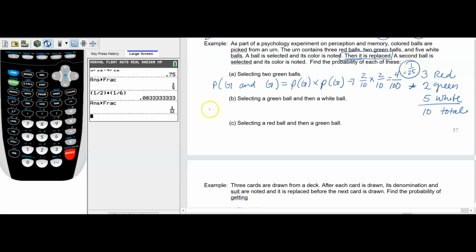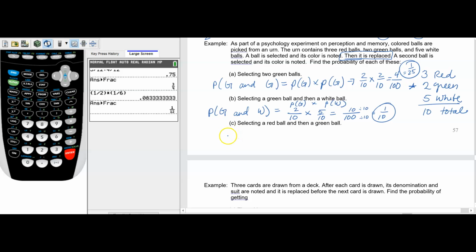Okay, next example, what's the probability of selecting a green and then a white? So I'm going to multiply green times the probability of the white. We just found out the probability of green is 2 out of 10. The probability of white is 5 out of 10. And I multiply straight across. 2 times 5 is 10. 10 times 10 is 100. Those are both divisible by 10. So I can reduce those and get 1/10.